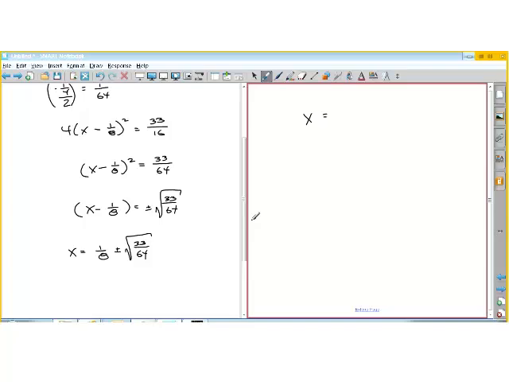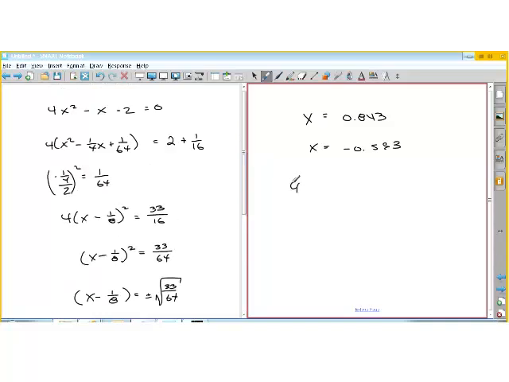So let's put it in decimal form because that's not going to be any kind of nice number. So 1 divided by 8 plus square root of 33 divided by 64 is 0.843, and the negative solution, so we subtract that and we get negative 0.593. Okay, so what does this all mean? It means that the original equation can be factored to the sine of x minus 0.843 times the sine of x plus 0.593, and that equals 0.